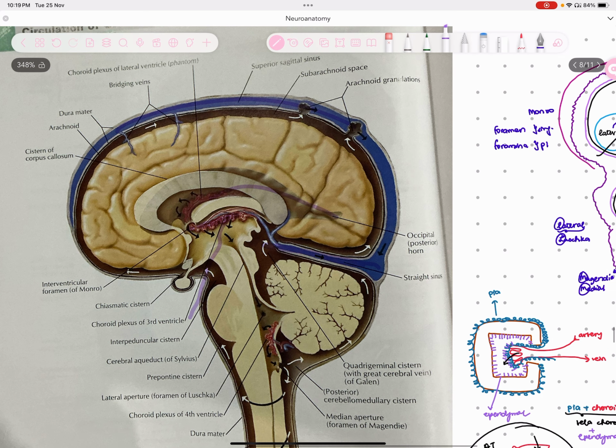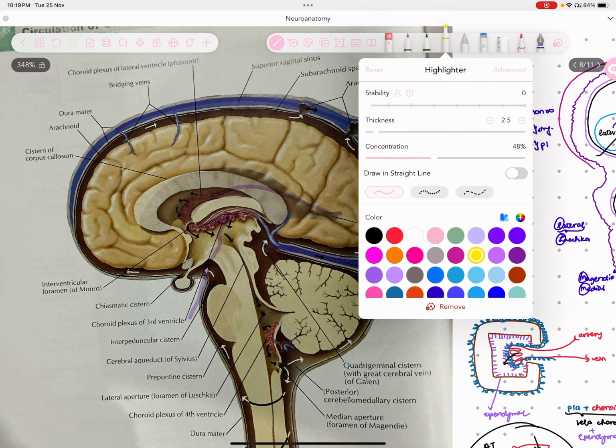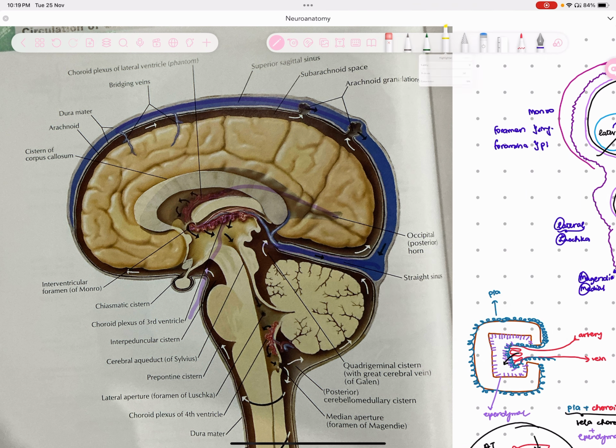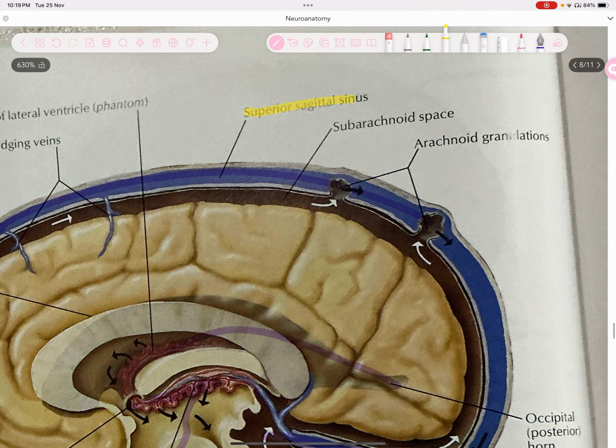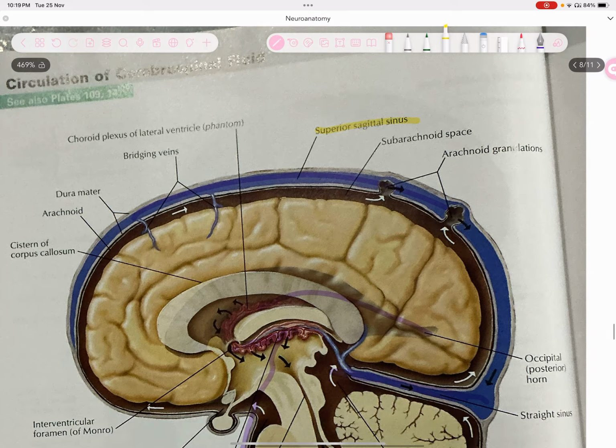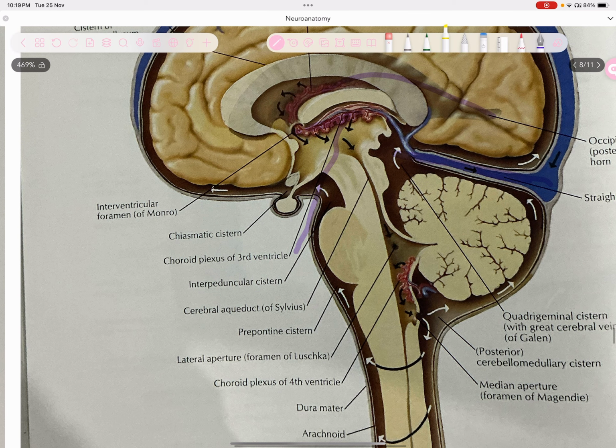Yes, very important. Let me change the color of this. So you have very important structures. One, the superior sagittal sinus that you already know. But very important, the lateral aperture, which is the foramen of Luschka. Here you can see, right here, this region is very important. This is the prepontine cistern.